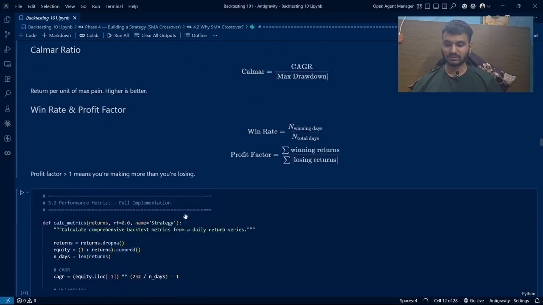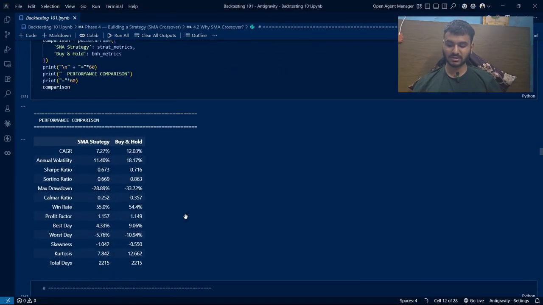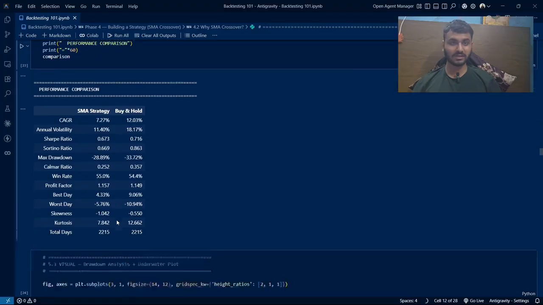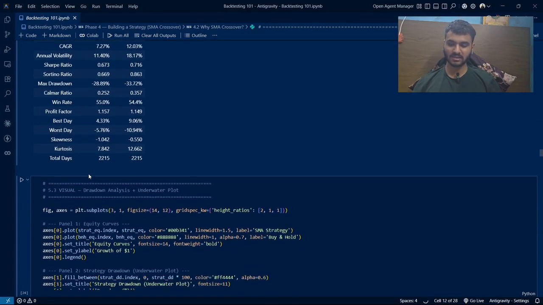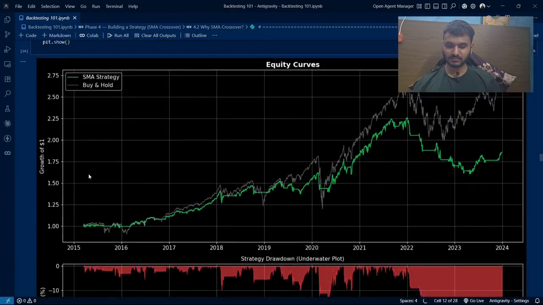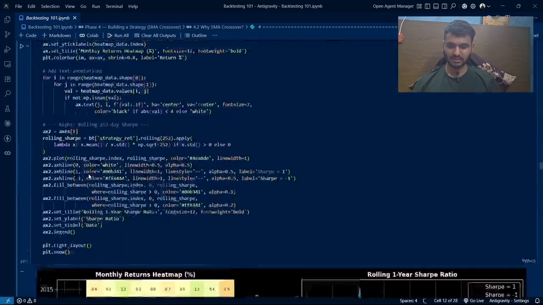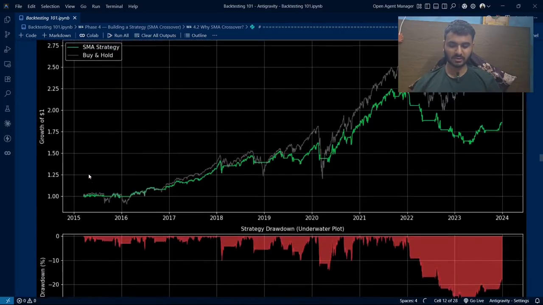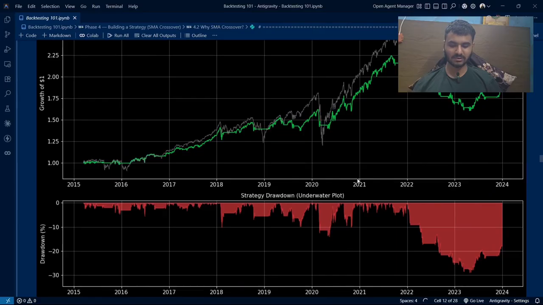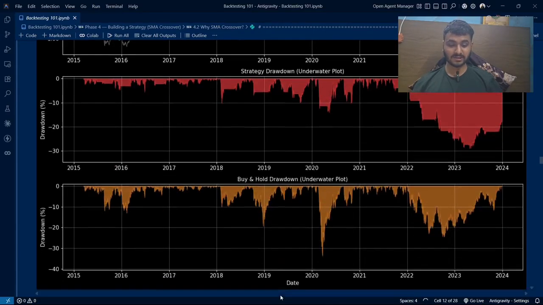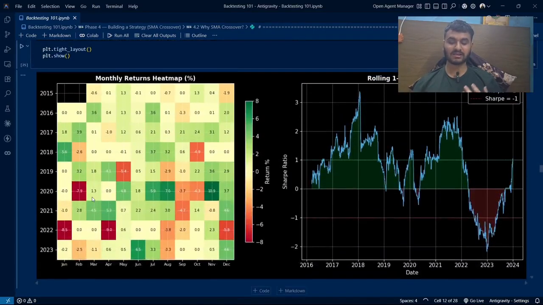Now, these are the performance comparisons. As you can see, we have talked about skewness, kurtosis, everything in the stats and metrics video. You can check it out as well. Now, this is the graph, the equity curve underwater plot, and this is again your buy and hold underwater plot. This is the monthly return heat map, basically how much returns or losses you made in each month in the entire backtest. This is your rolling 1 year Sharpe ratio.